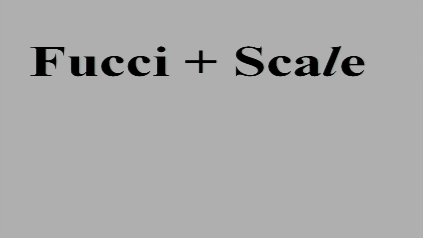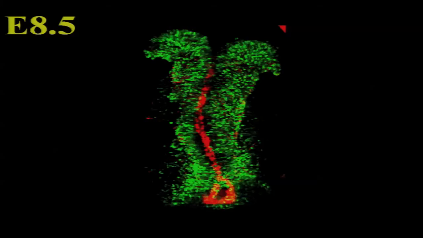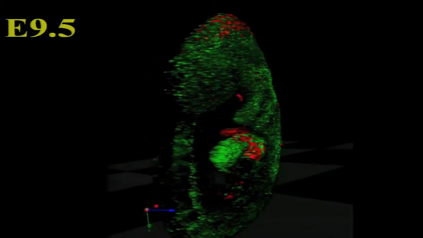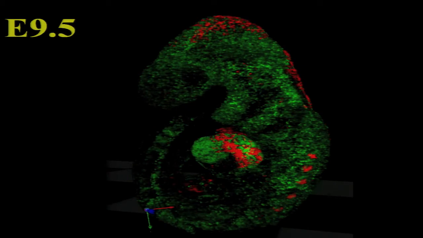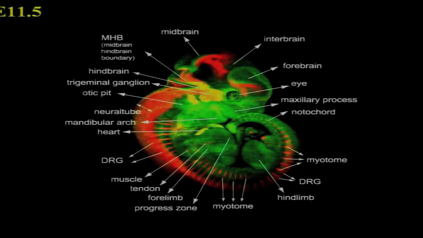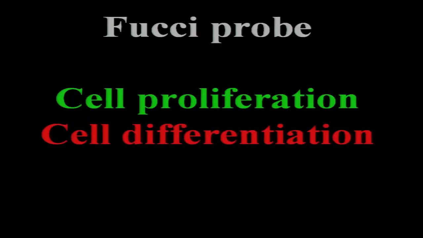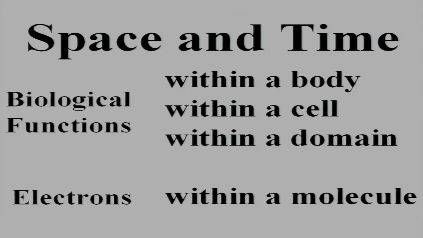And also when we apply Scale techniques to transgenic mice, we can enjoy a comprehensive perspective, such as cell proliferation versus cell differentiation, in many places and times. So let me emphasize again, many biological events are ingeniously organized in space and time, and fluorescence imaging technologies allow us to enjoy that.